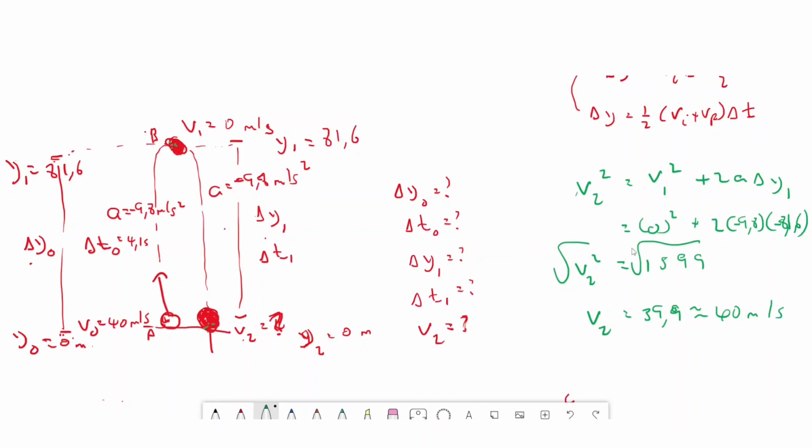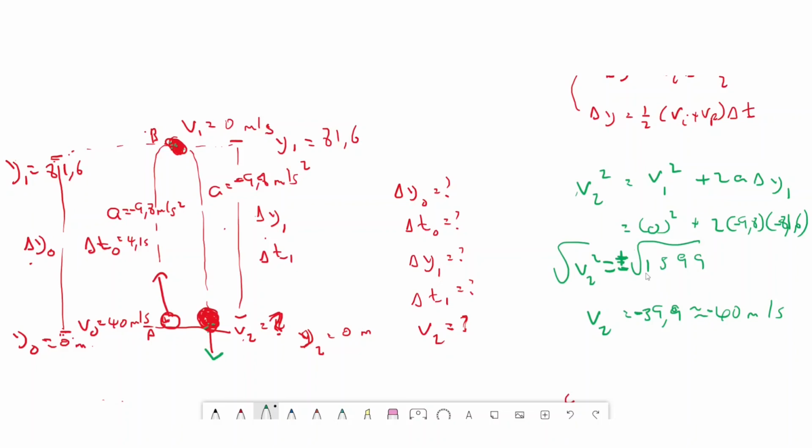Now, when you square root this, you have to say plus or minus. Then you have to choose whether it's plus or minus. How you choose is you go to your sketch and find out, is v2 going up or down? Well, v2 is coming down, so I'm going to choose the minus answer. I'm hoping from maths you also know that when you square root both sides, you get plus or minus.